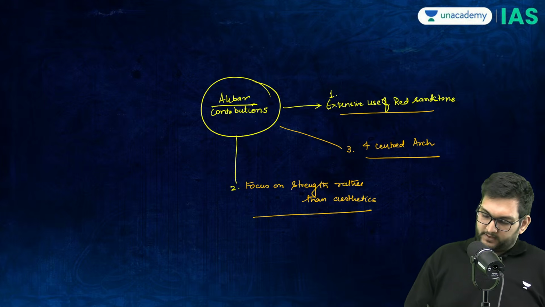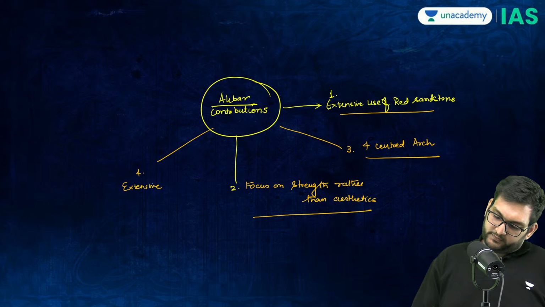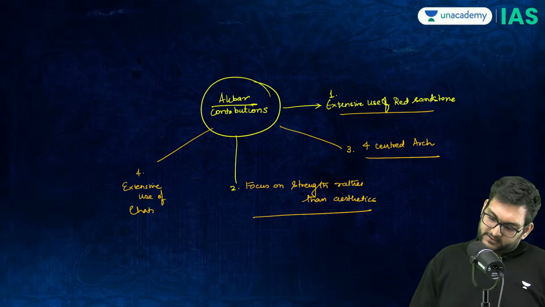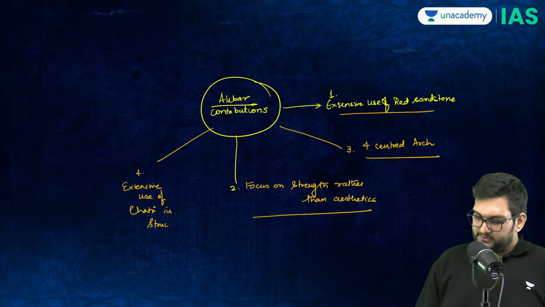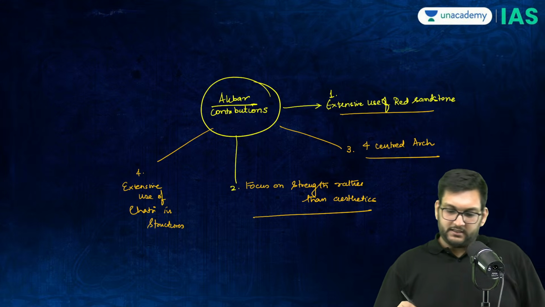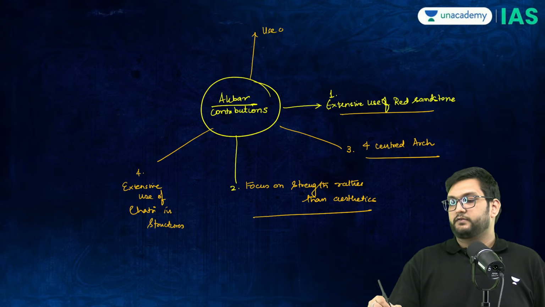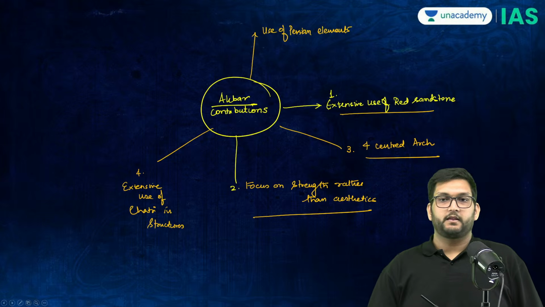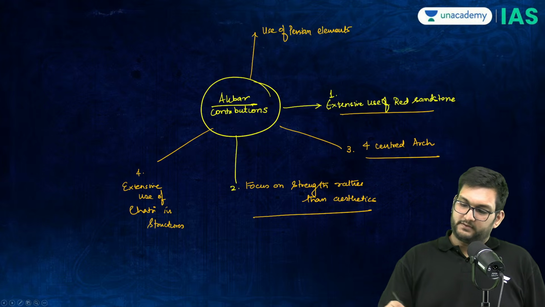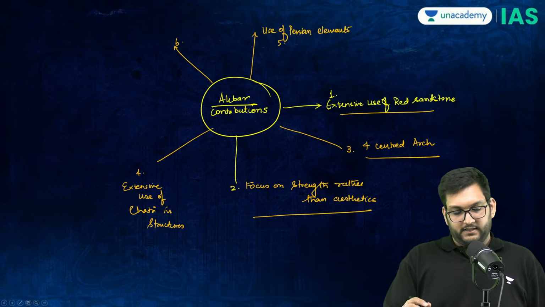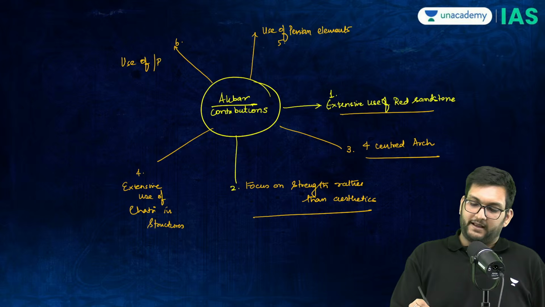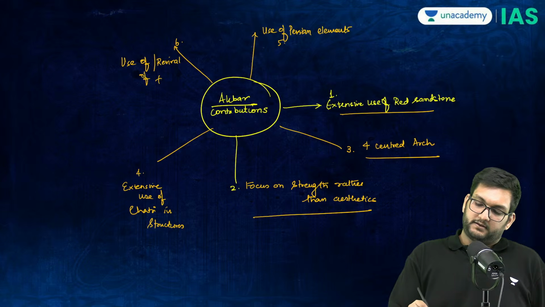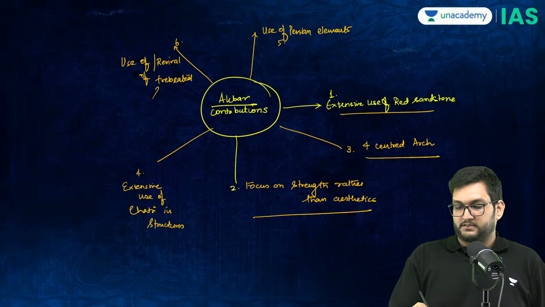Thereafter, extensive use of chhatri in structures. He loved the chhatri. Then, use of Persian elements. Thereafter, 4, 5. Then 6, it is the use or revival of trabeated structures.